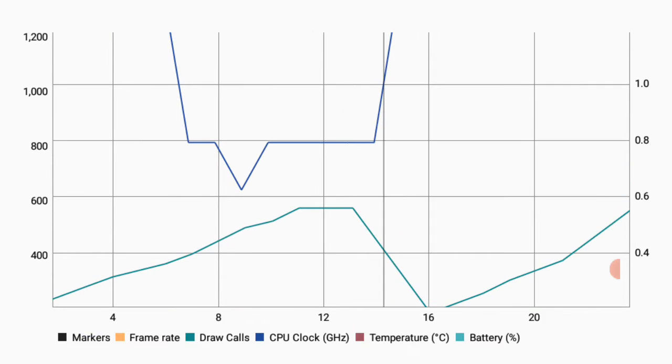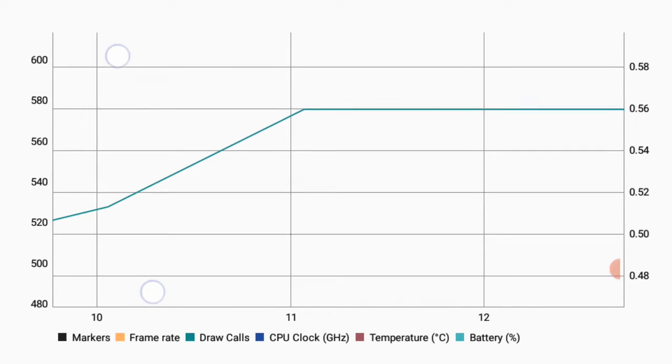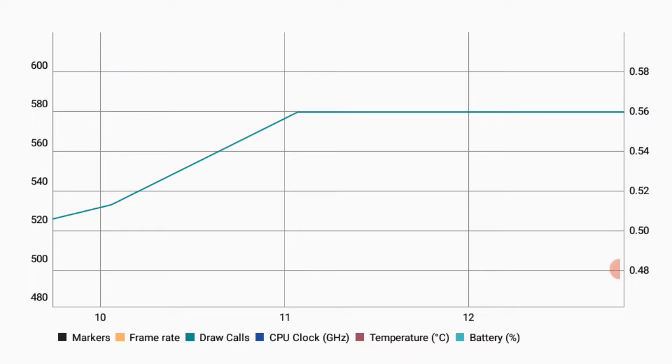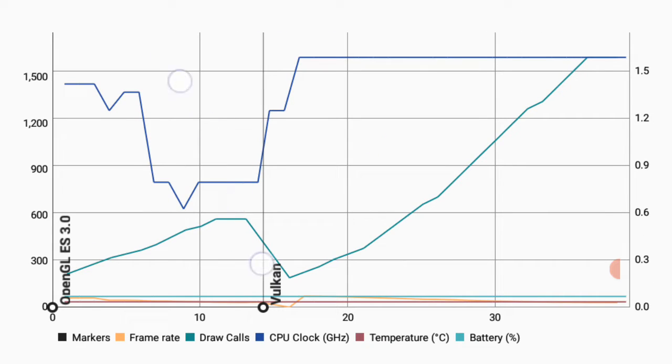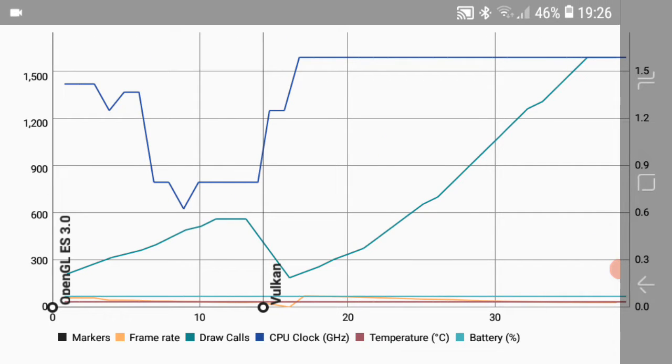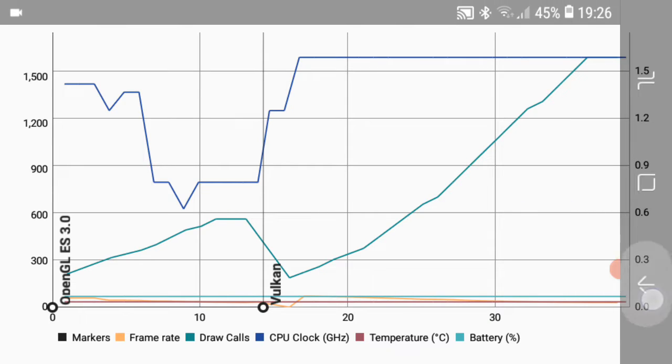Draw calls are calculated per frame, and also we are getting 580 draw calls. Then it's raising up with Vulkan, so the performance is higher because Vulkan pushes the system to the limit, while OpenGL lets the system take what it wants to do. So Vulkan pushes the system to the max.